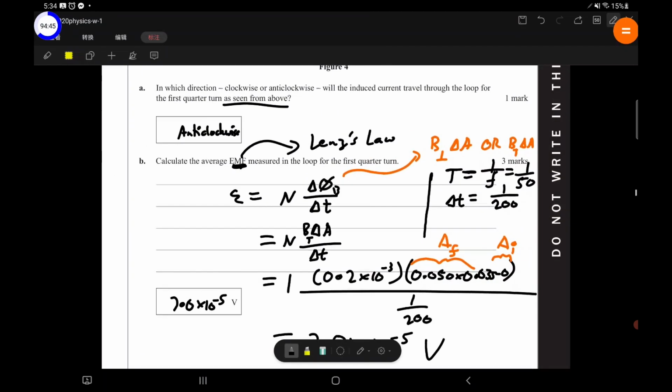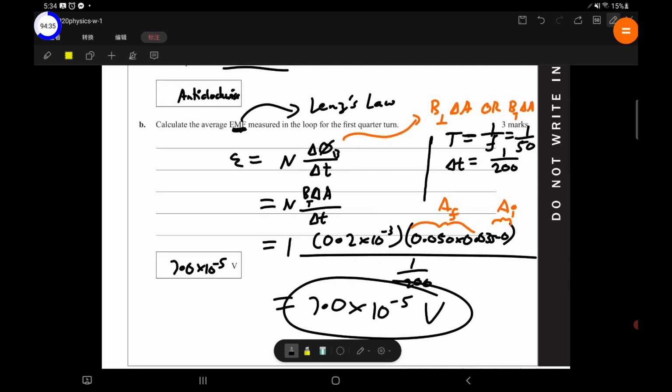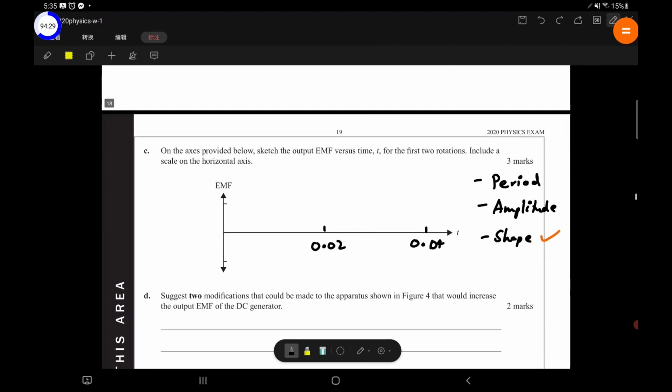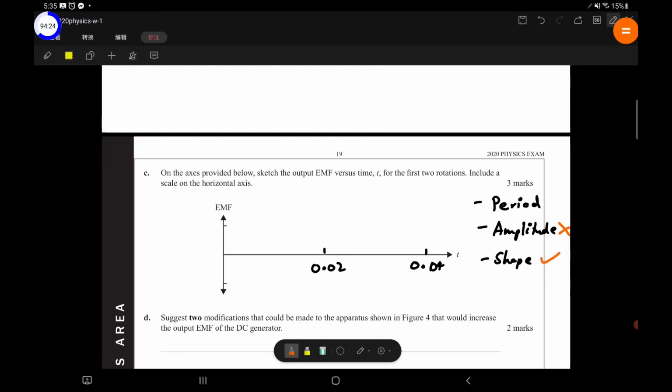In this case, let's have a think about this. Can I determine my maximum EMF? A lot of people would have written this value down as their amplitude. The problem is that's the average EMF. That's not the maximum EMF. If this was a magnetic flux graph, then you could determine the maximum Y value. In this case, you can't, so we can ignore the amplitude, but we covered the period already.